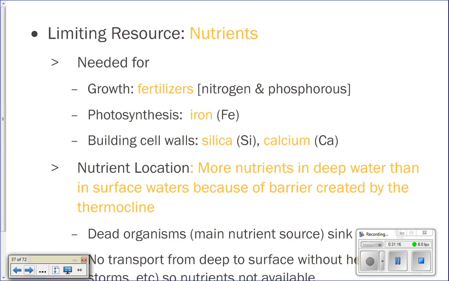So phytoplankton are in a little bit of a conundrum. They need light and nutrients. The light's located at the top of the water. The nutrients are located in the deep. What is a poor phytoplankton to do?